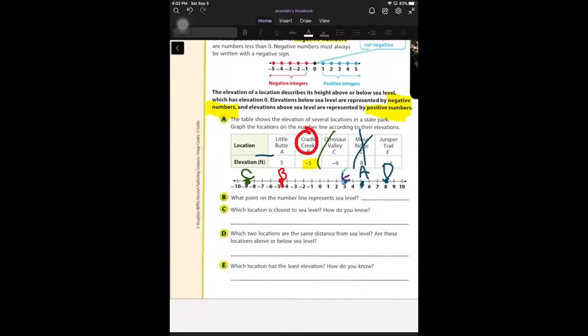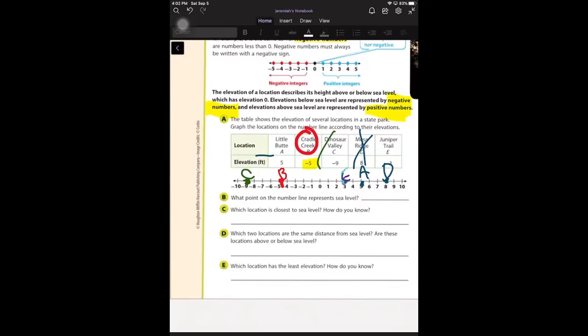What point on the number line represents sea level? Let's take a look. Back to our problem because we highlighted things. The elevation of a location describes its height above or below sea level. Sea level is an elevation of 0. If it's above sea level, it could be 0.1 or higher, or in most cases, 1 or higher. Not -1, but +1. Now, if it's below sea level, if it's under 0 or to the left side on a number line, it's -0.1, or in most cases, -1 or lower.